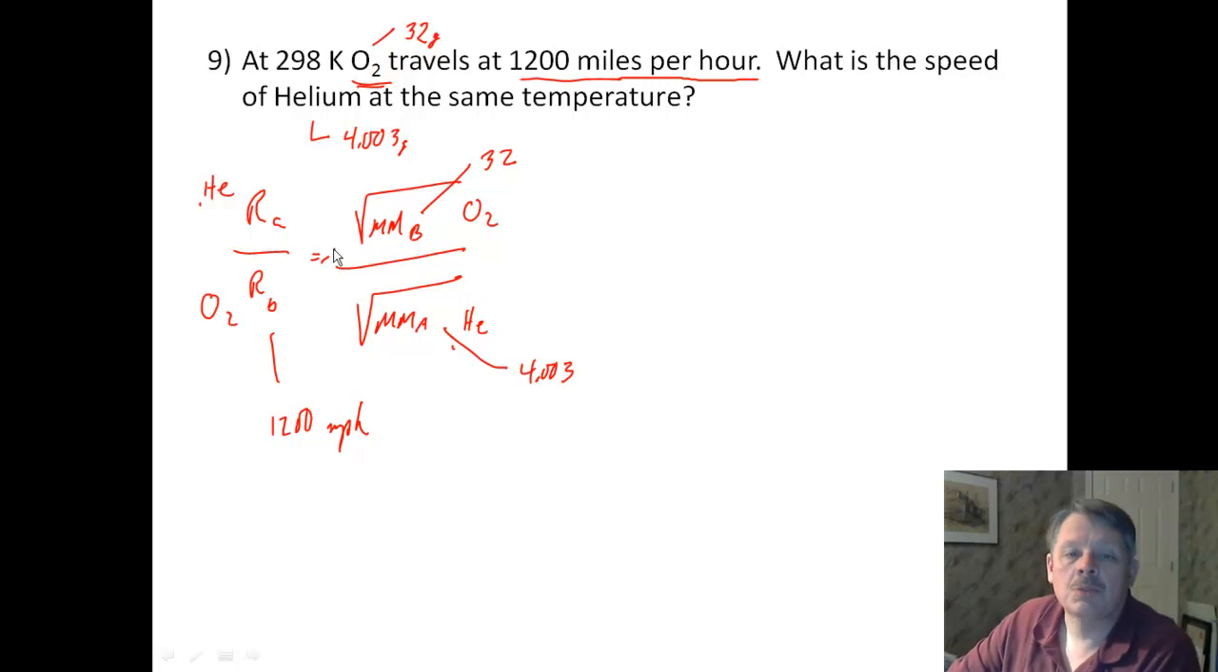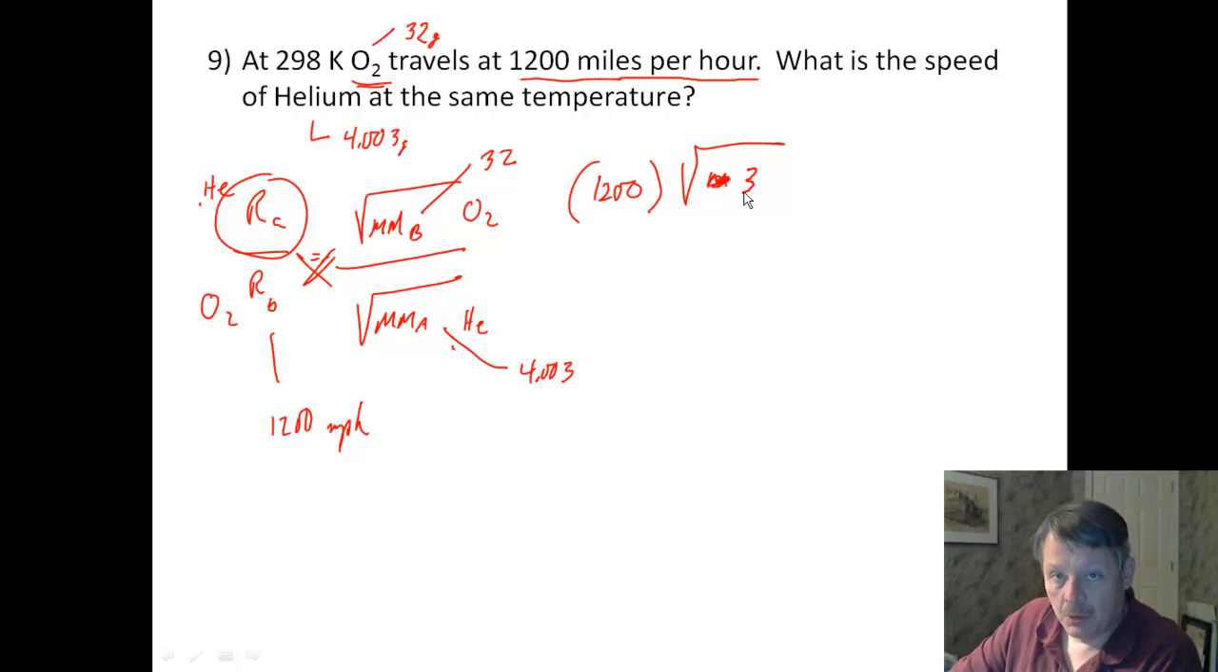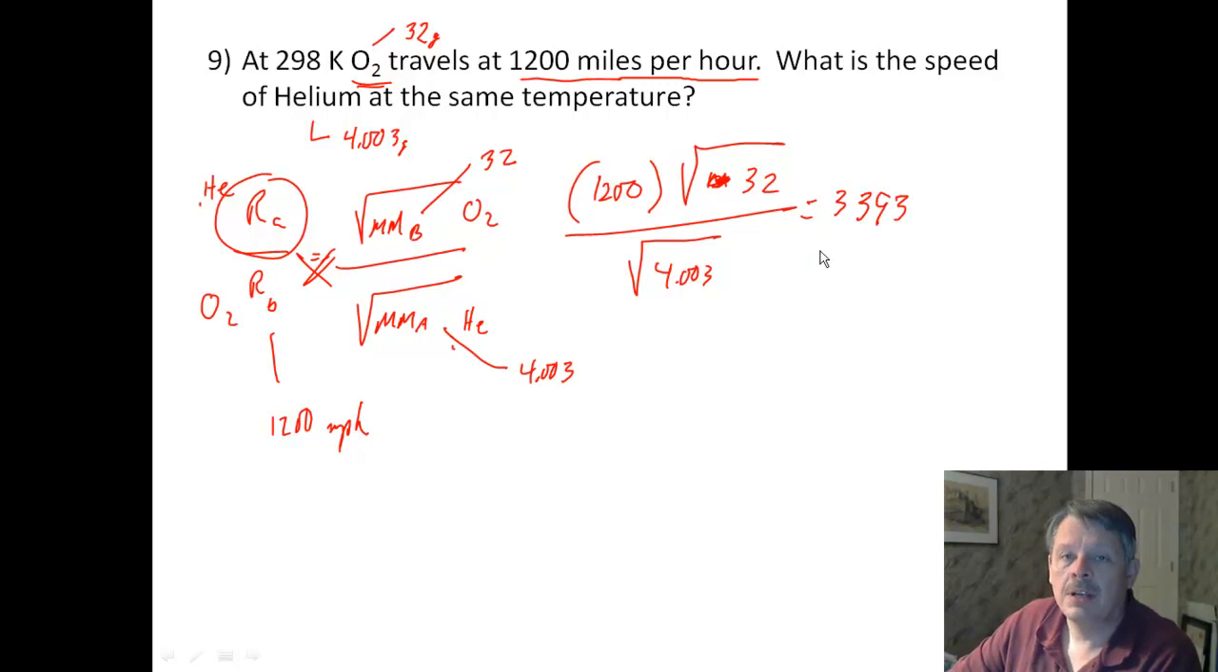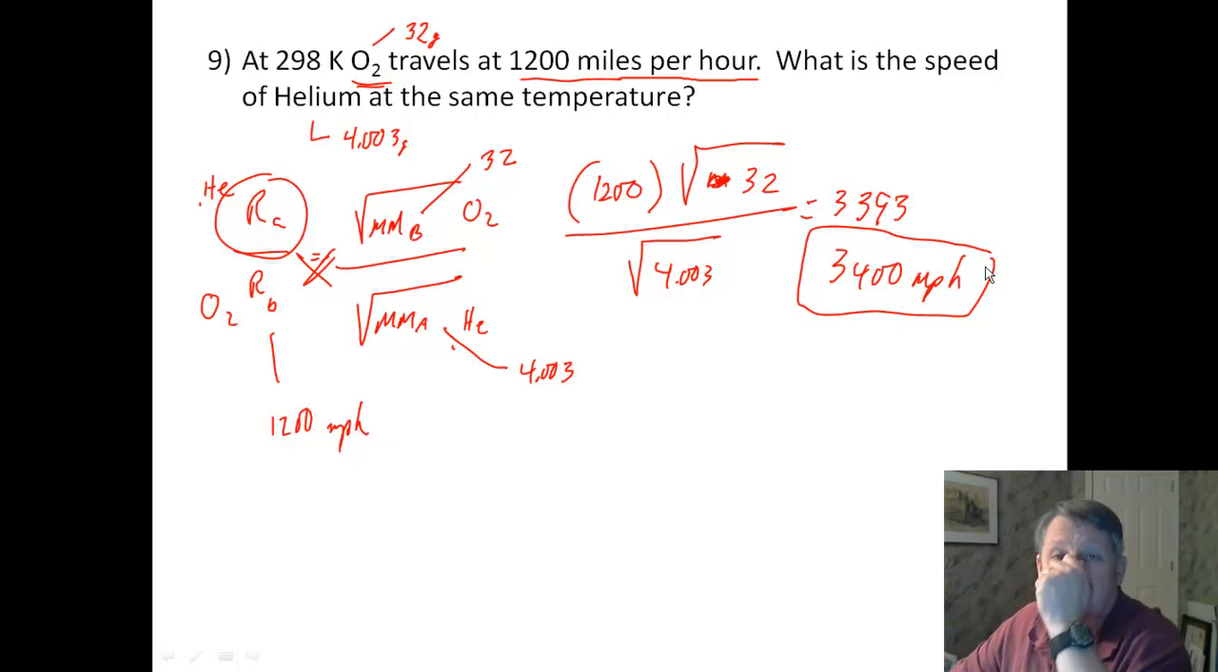So, using cross multiplication, multiplying these and dividing by what's left, I should be able to come up with the rate of helium. So I take 1,200 miles per hour, I multiply by the square root of the molar mass of B, which is 32, and I divide by what's left, which is the square root of 4.003. When I plug all of that into my calculator, I get 3,393, but because of sig figs, I'll knock it down to 3,400 miles per hour. So that is the speed of helium at the same temperature as oxygen.